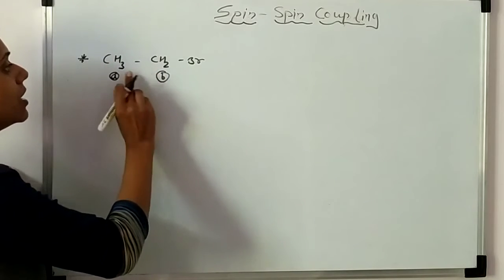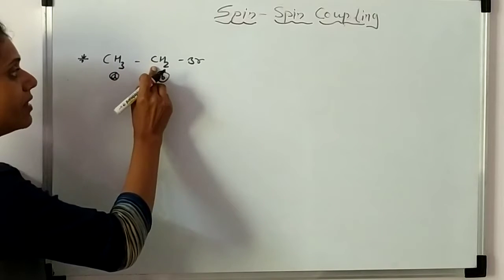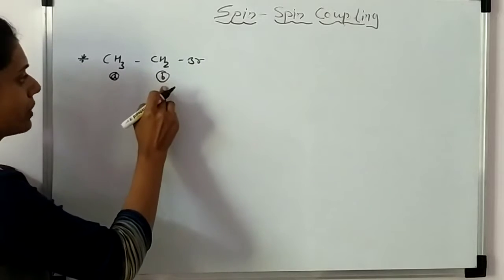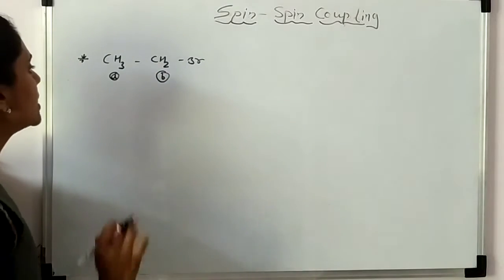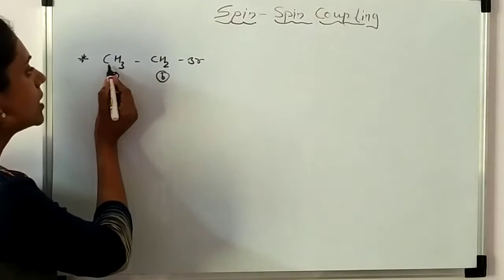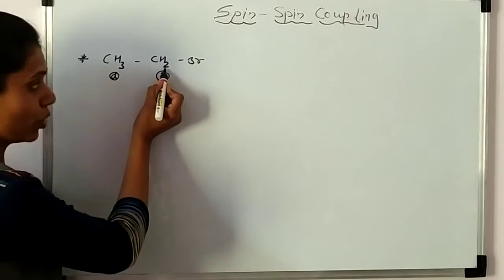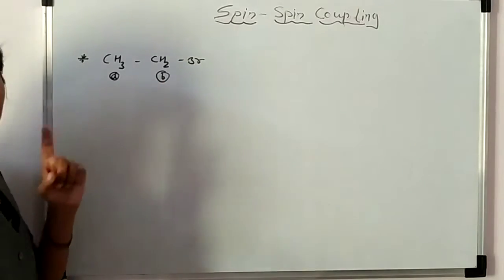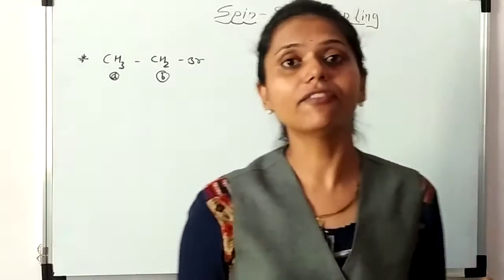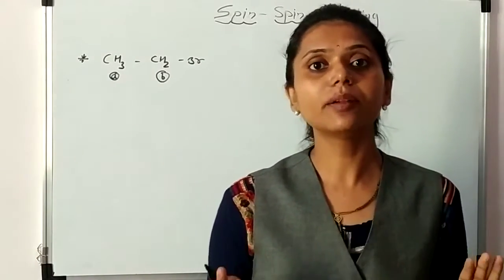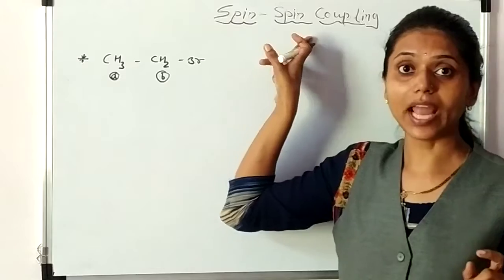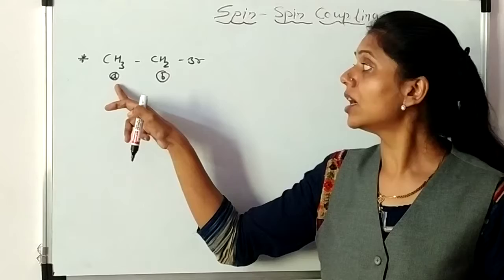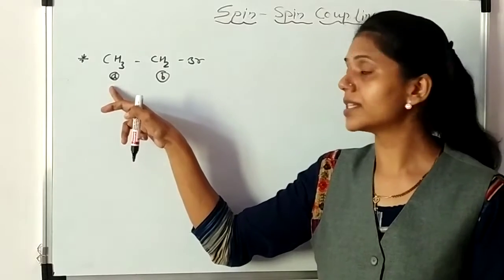Non-equivalent protons show coupling with the adjacent protons which are non-equivalent. This means these 3 protons are coupled with these 2 protons, which are non-equivalent. Okay, understand? Equivalent protons never show spin-spin coupling. Non-equivalent protons are coupled with other, adjacent protons.